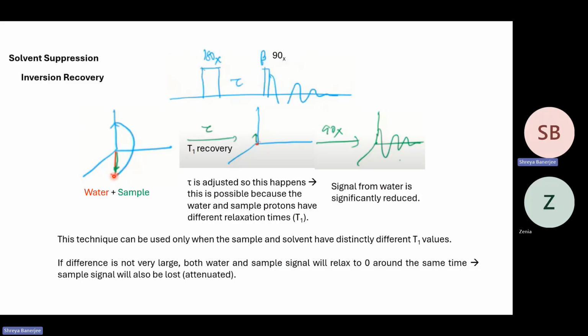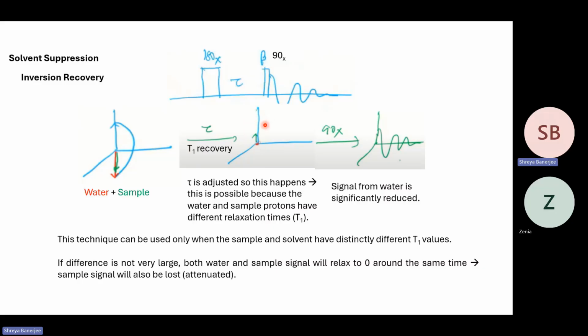Now slowly, we know that whenever we give a pulse and the direction is changed, they will always try to go back to the original direction. So you are giving a time tau for the spin to go back to the original direction. And here what is happening is that the time that it takes, T1, for the relaxation is different for water and the sample. So by the time the signal of water has become 0, the signal of the sample has already become 0 and is now in the upward direction. So in this particular case, the signal of water is completely gone and you only have the signal of the sample.